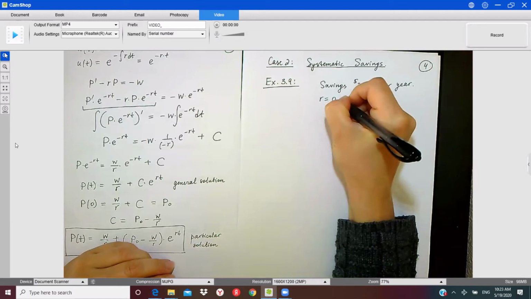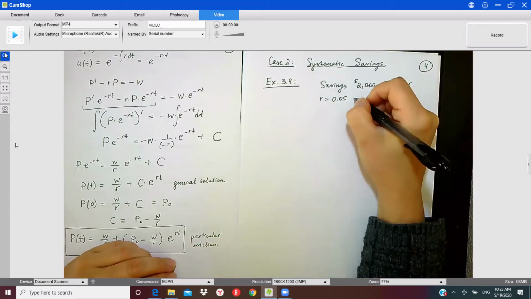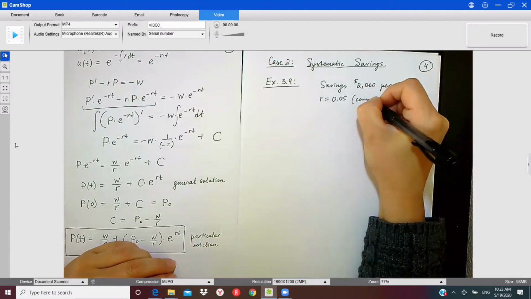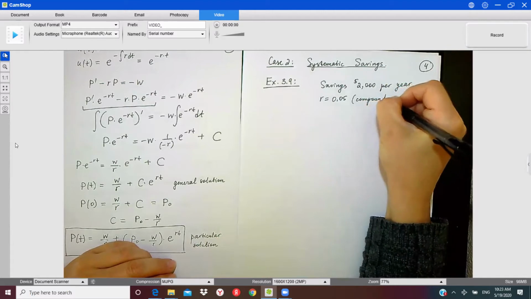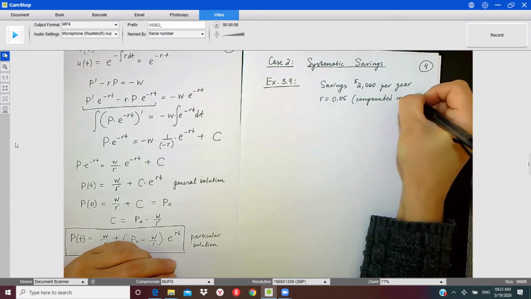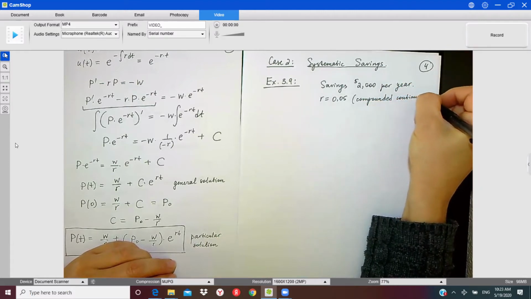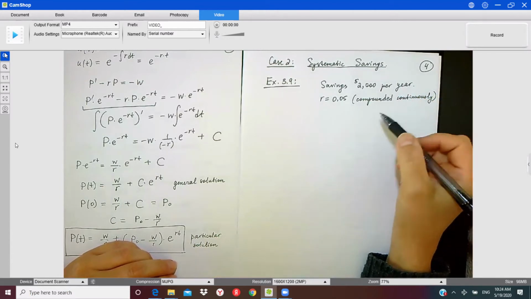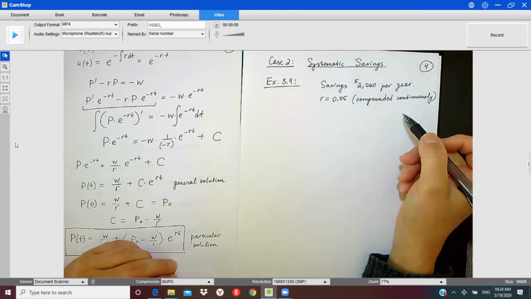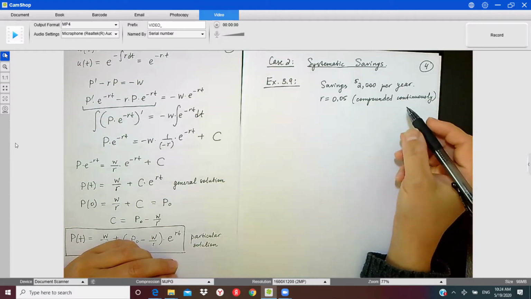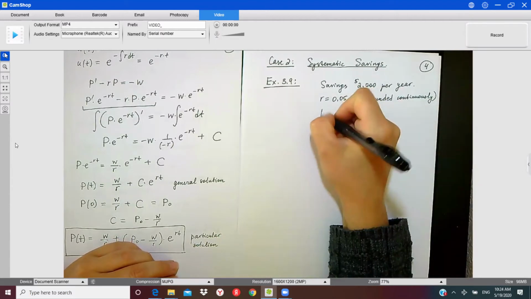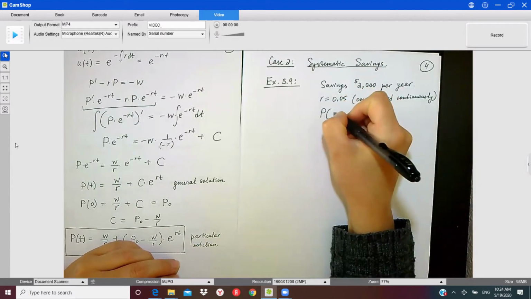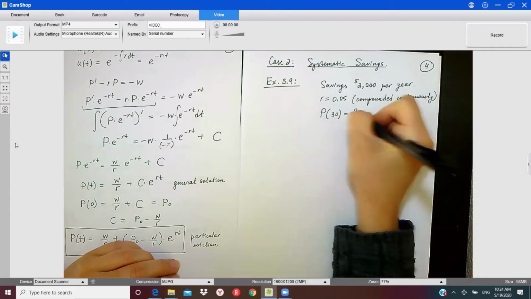So we have R, 5% compounded continuously. This is important. Compounded continuously. Again, this is very important because it tells us which model to expect. Compounded continuously. How much will you accumulate after 30 years? So we want to know the balance after 30 years.